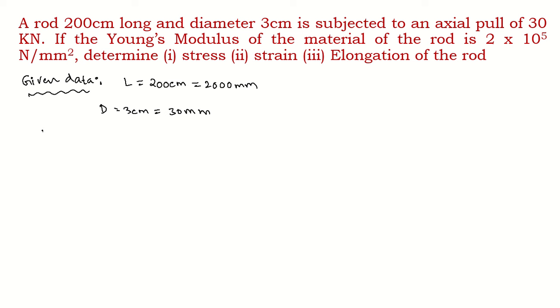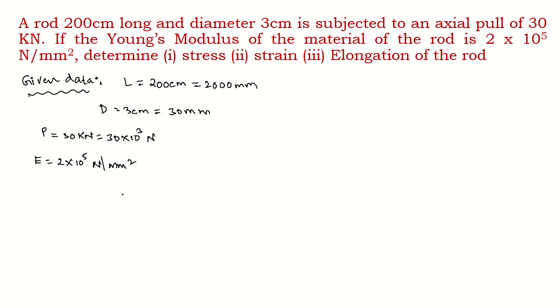And axial pull is given, which is capital P, which is equal to 30 kilonewton. So I'll write this as 30 into 10 power 3 Newton because I'm going to write everything in Newton per mm square. Next, Young's modulus of the metal is given, which is capital E, which is equal to 2 into 10 power 5 Newton per mm square.